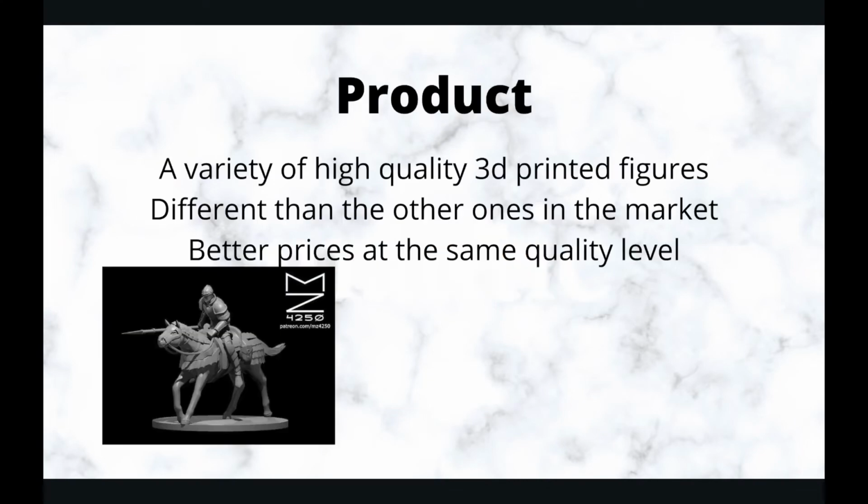Now the 4 P's, we're going to describe them. First, the product. As we can see here, there's an example of a mounted knight, and our idea is to make something like this, but more original, because we will create our own designs, and a bit cheaper.